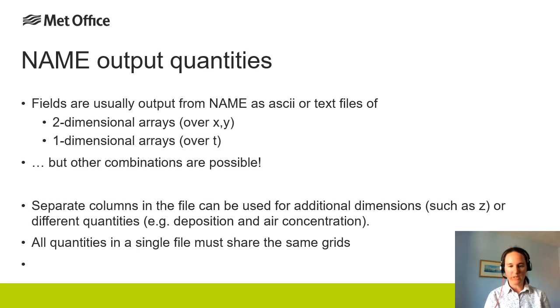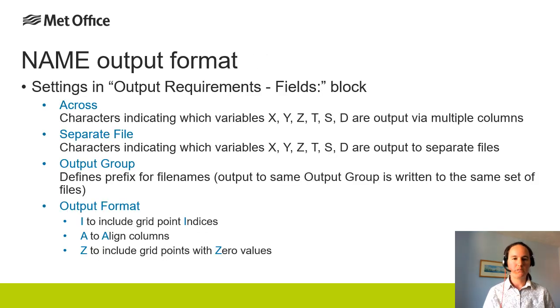And then you can also specify which quantities you want to store in the same file, with the caveat that all quantities in a single file must contain the same grids. So the format of the NAME output file is controlled by 4 headings in the output requirements fields block: across, separate file, output group, and output format. The first of these, across, controls which of your variables are output to different columns within one file. And the variables, as you might expect, are x, y, z, and t.